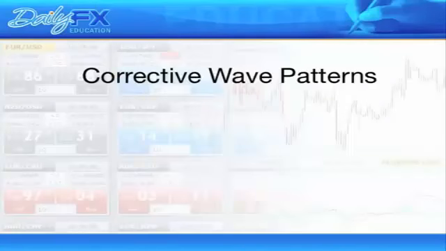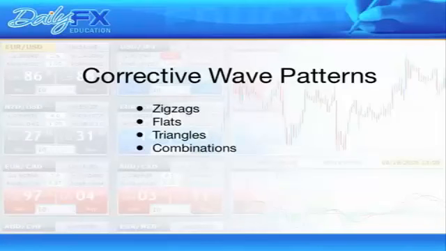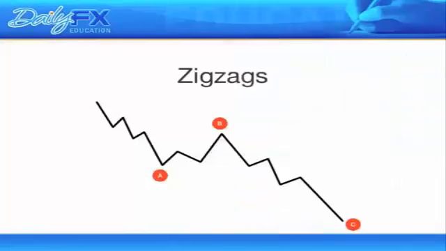In the remainder of this video, we'll briefly introduce 4 general categories of corrective patterns and show you what they typically look like. The 4 general categories are zigzags, flats, triangles, and combinations. So let's kick things off with zigzags. A zigzag is a 3-wave correction shaped just like the name implies. Its price action appears to zigzag against the prevailing trend. You might also say it looks somewhat like a lightning bolt.